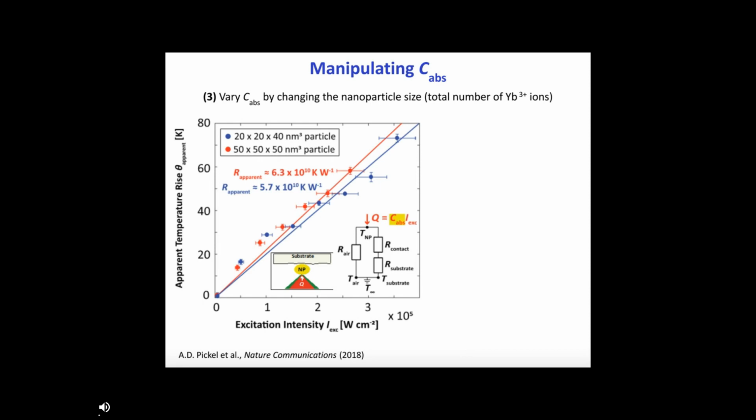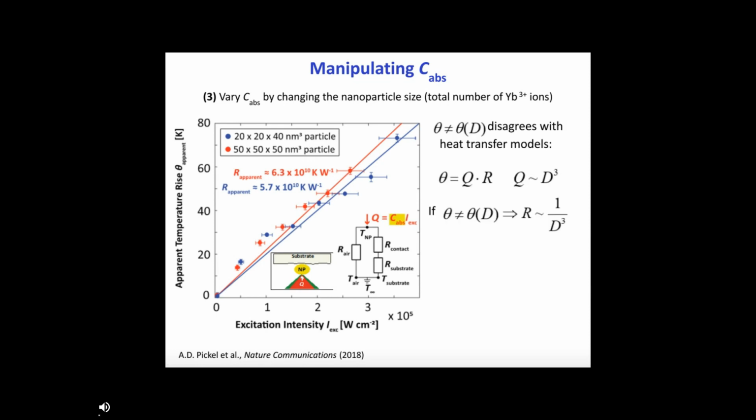So the last thing that we tried is changing the absorption cross-section of our nanoparticles. We chose to do that by varying the nanoparticle size while keeping the concentration of the ytterbium ions constant, but with a larger size nanoparticle, you get more ytterbium ions and you increase the absorption cross-section. What we found is that for both a 20 by 40 nanometer particle and a 50 nanometer particle, we measured, again, the same apparent temperature rise. And this just cannot be explained by any heat transfer model.